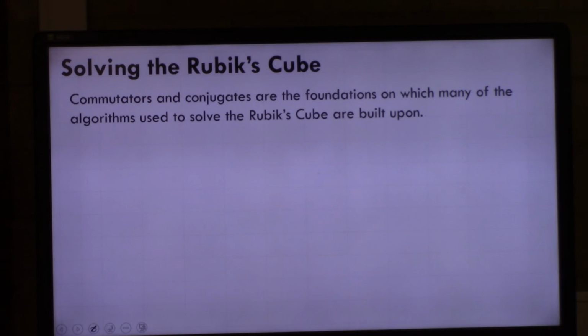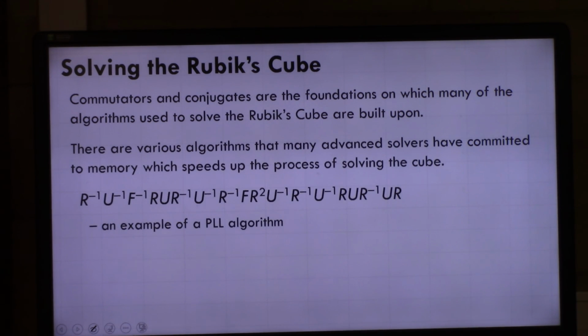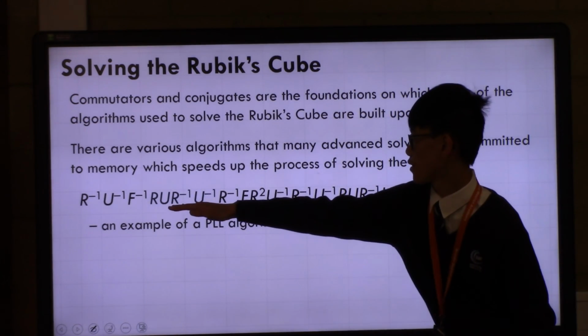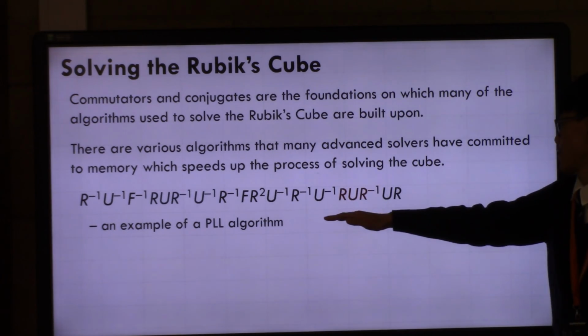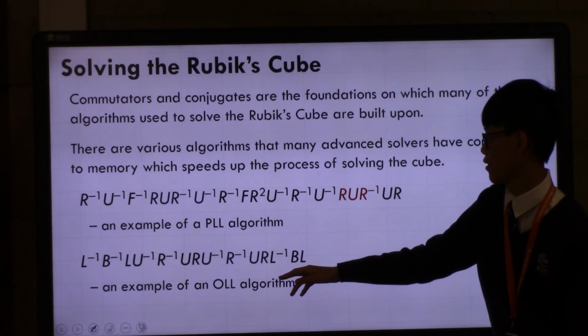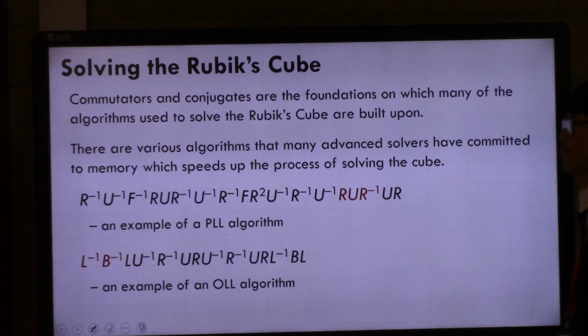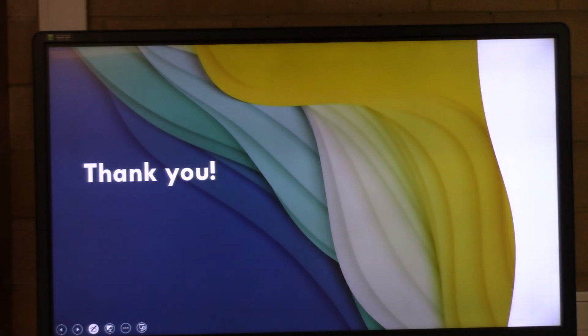Right. So commutators and conjugates, many algorithms used to solve the Rubik's Cube are built on these. And there are various algorithms that many advanced Rubik's Cube solvers have committed to memory, and that will speed up the process of solving the cube. And here are a few examples. You can see a commutator here. You can see a conjugate here, and the same here. You can see that commutator and that conjugate over there. Thank you for listening.